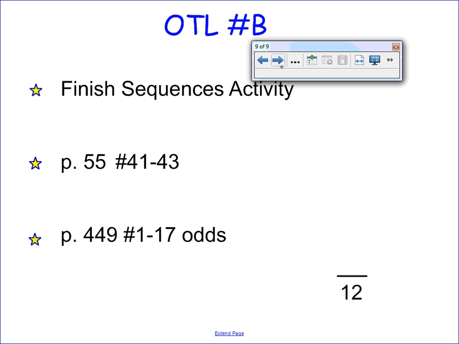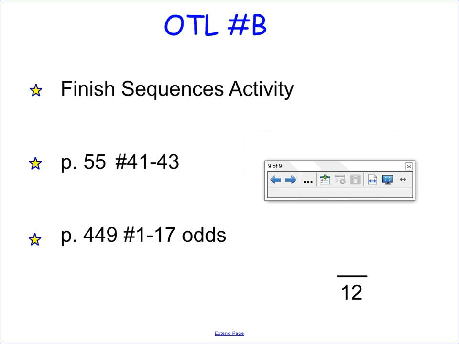So we've got our OTL number B. Since I'm setting up for our Unit 1 prerequisite unit, we're going to finish the sequence activity. I think you all managed to take care of that. Our textbook assignment today is fairly short. It comes from 2 sections, a little bit more trig and then some sequences work, on page 449 out of a whopping 12. I'm going to pause and load our recording to our Moodle site now. Great work today.